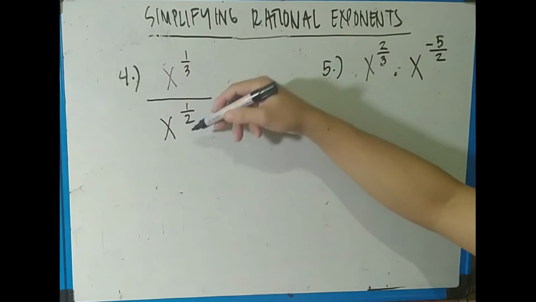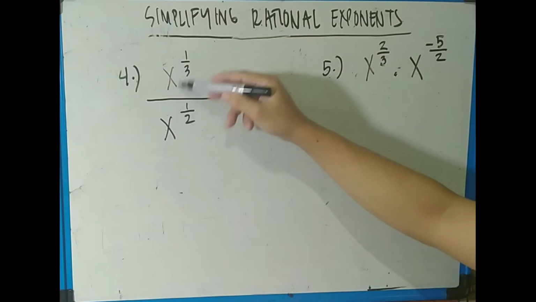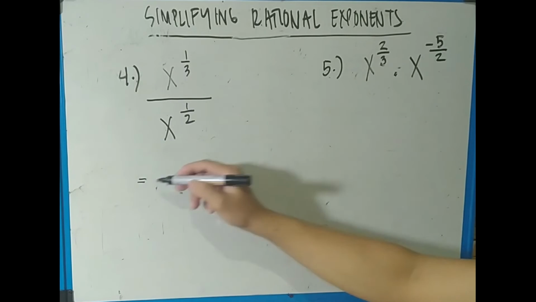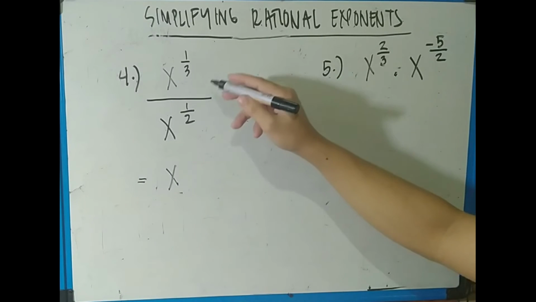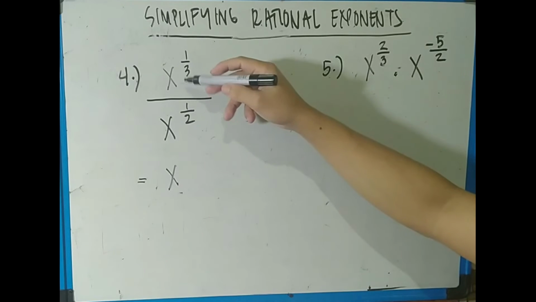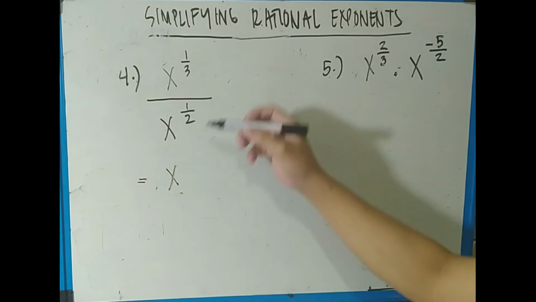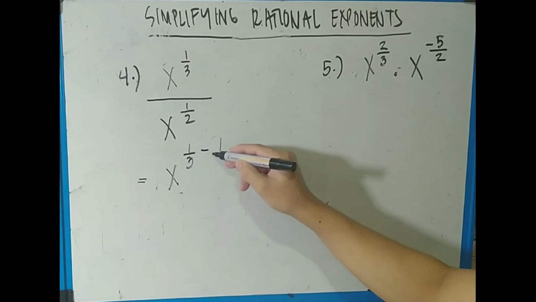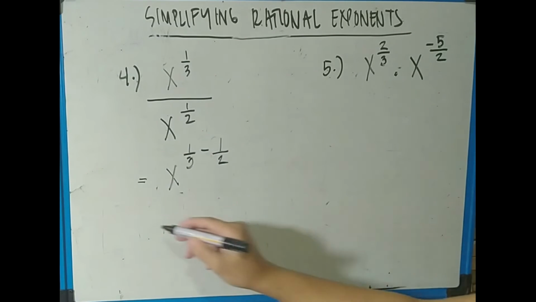Okay, kapag ganito po, since division siya, we only apply the law of exponent, division. So, kapag same base lang siya, tapos different exponent, all we have to do is to copy the base and subtract the exponent. That is the law of division. Kapag same base lang siya, subtract lang natin yung exponent. So, by this, x to the 1/3 minus 1/2. Okay? So, 1/3 minus 1/2.